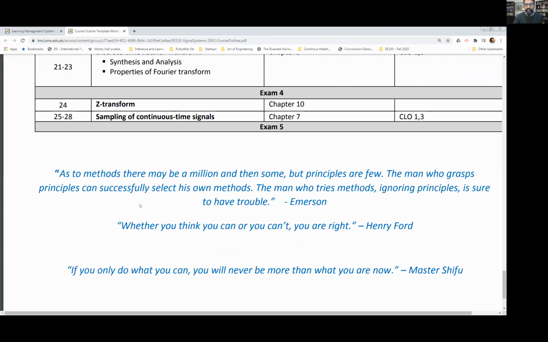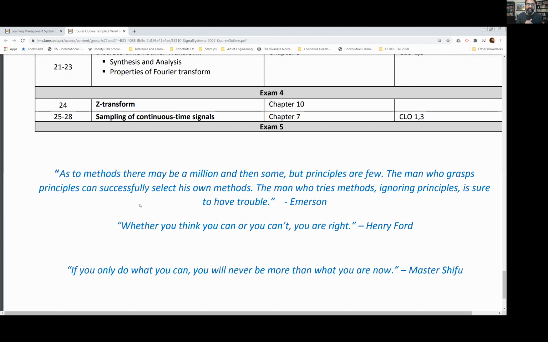The man who tries methods ignoring principles is sure to have trouble. And this is one of the guiding principles that you should internalize as far as the rest of your education in electrical engineering is concerned, and what this course is going to be about as well. So this course is about principles and not methods, right?